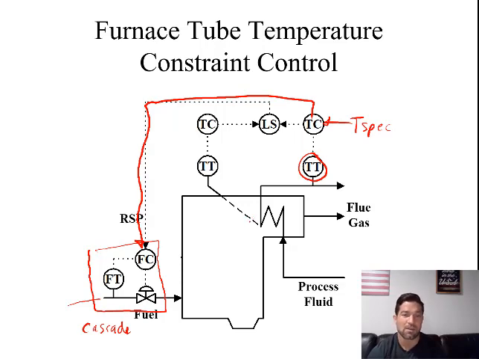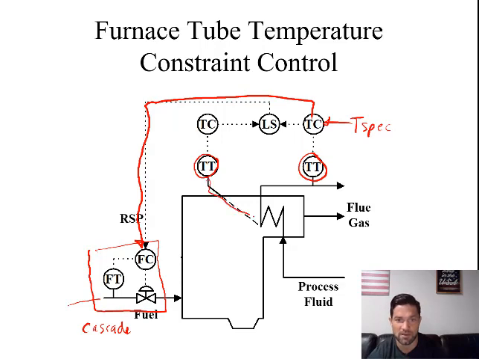Okay, so we did our primary control loop. We already did that one. Separately, let's think about how to design a temperature control loop for the temperature of these tubes. We want to keep the temperature from getting too hot, so what we're going to do is measure the temperature.